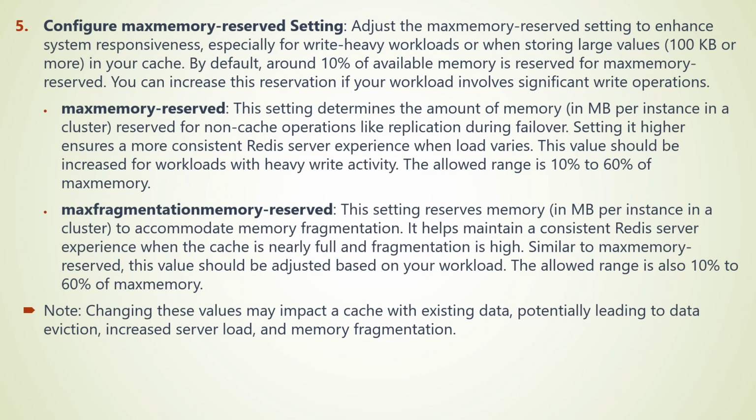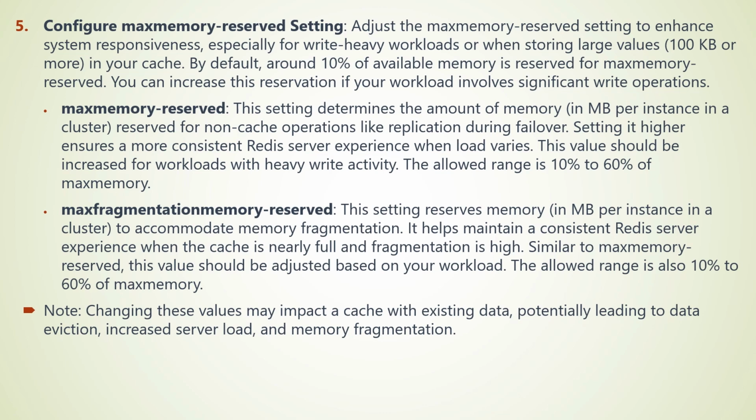Maxmemory-reserved. This setting determines the amount of memory, in MB per instance in a cluster, reserved for non-cache operations like replication during failover. Setting it higher ensures a more consistent Redis server experience when load varies. This value should be increased for workloads with heavy write activity. The allowed range is 10% to 60% of maxmemory.